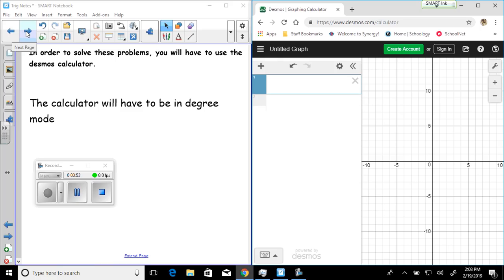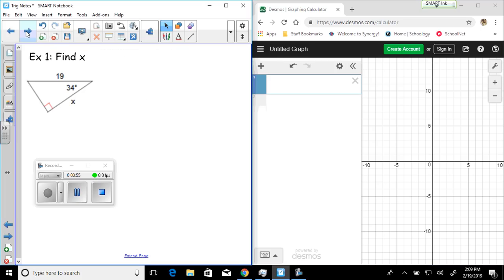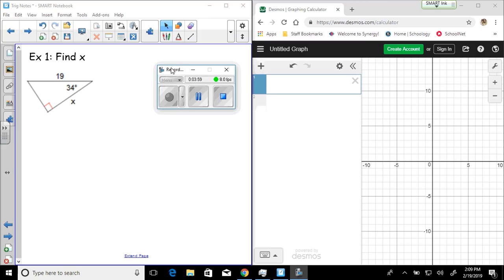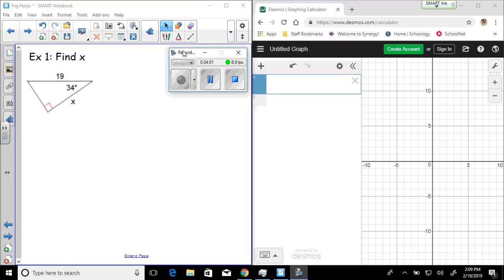All right, so let's do some practice problems. First of all, we have example 1. You can go ahead and copy this down in your spiral. We want to find x. And we know we have a right triangle. We have an angle, we have a side, and we're looking for another side. So this should clue us in that we should be using trig.